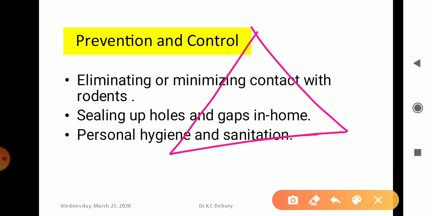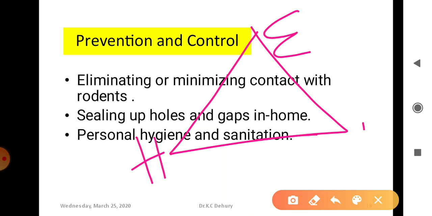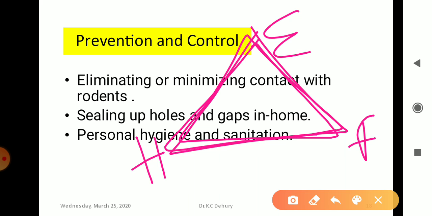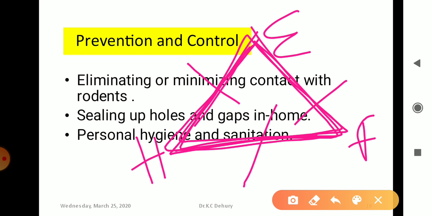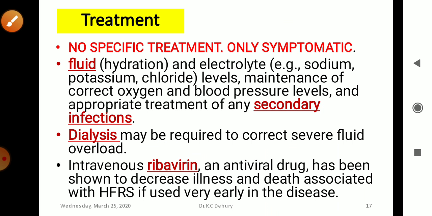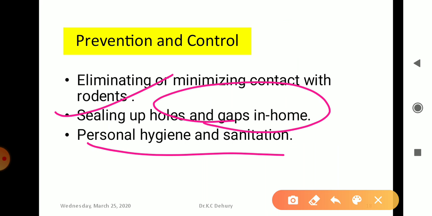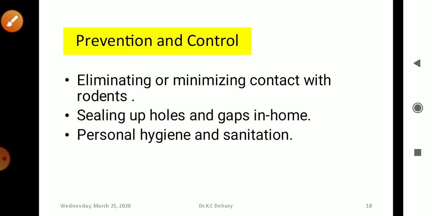You might know that a triangle is there between the environment, the host and the factors, the causative organisms. When they maintain a very good relationship, there is a finding of what? A disease. When we break the possible routes of the infections, then we will definitely minimize the incidence of the diseases, right? So sealing up the holes and the gaps in the home is also important. So personal hygiene and sanitation is a must-do thing in order to check the spread of the disease.